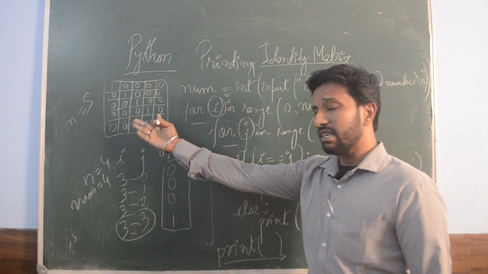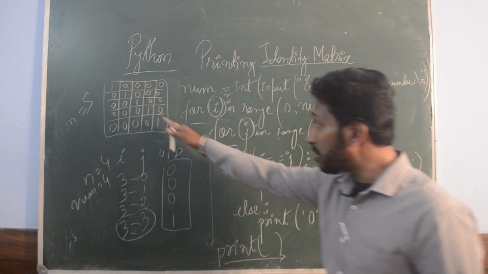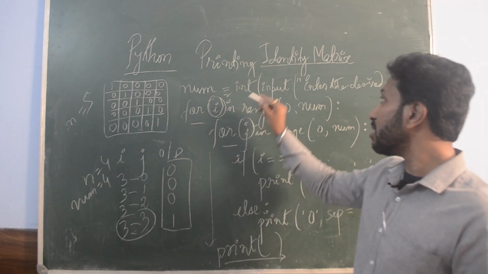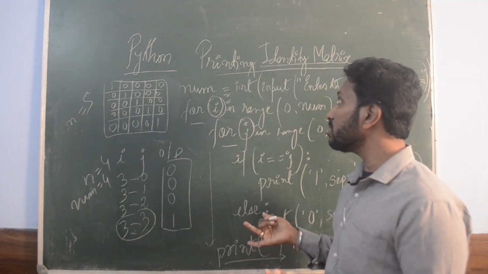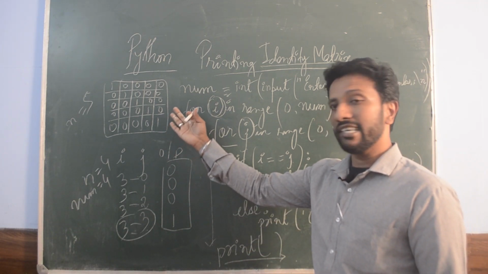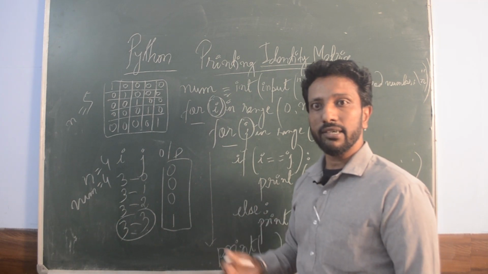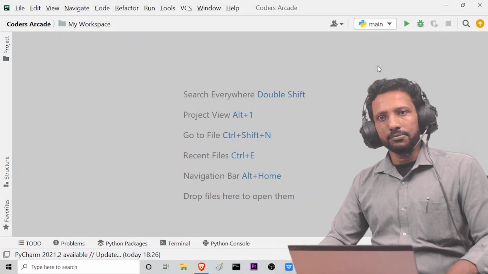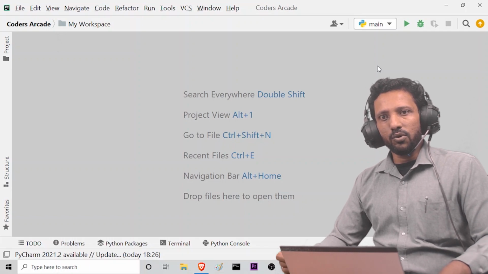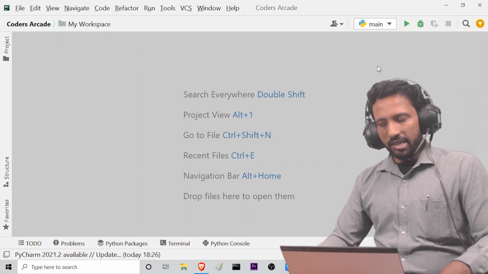So depending on the number of rows, the matrix will change and the diagonal elements will be 1. That's it. So this is about the printing of identity matrix. Now that you know about the concept of identity matrix and the logic behind the program, let us move on to our editor so that I can show you the program.